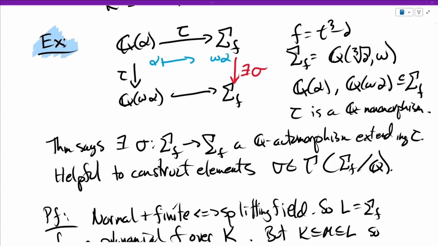Okay, in the previous video, we proved a theorem on extending K monomorphisms, and then before we gave the proof, we applied it to this example of extending the inclusion of Q adjoint alpha into this splitting field of T cubed minus 2 to construct an element of the Galois group. Okay, so what we're going to do here is we're just going to make that rigorous in general. So we're going to extract from the example a general fact.